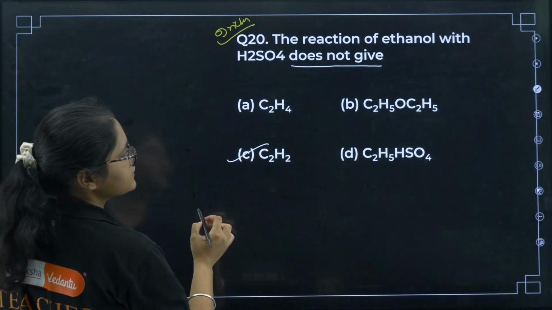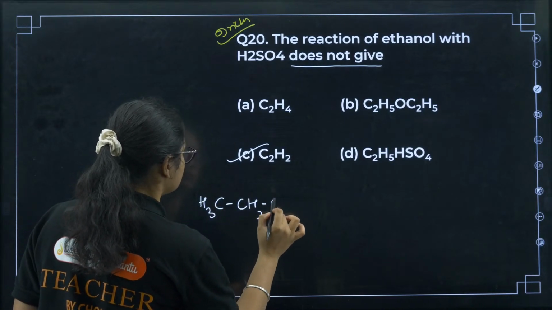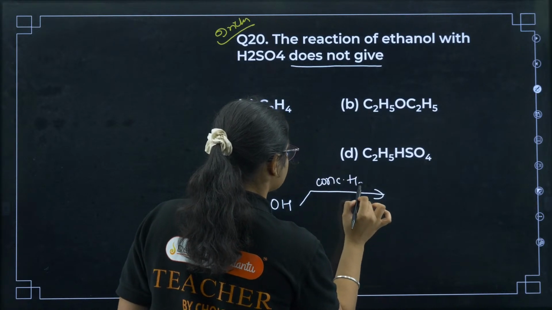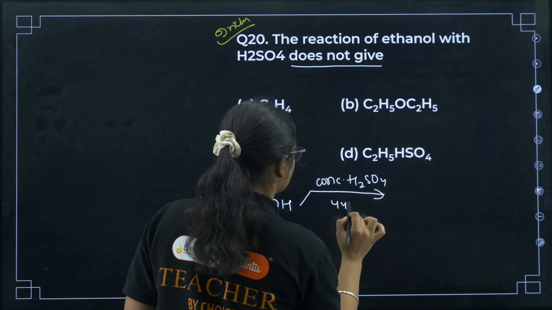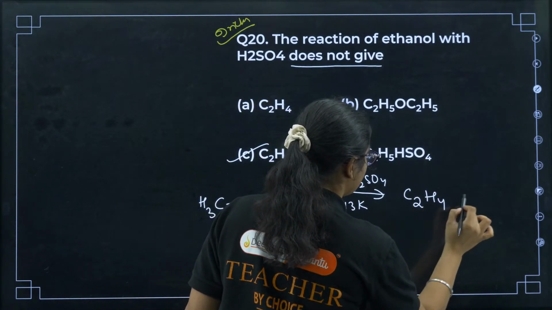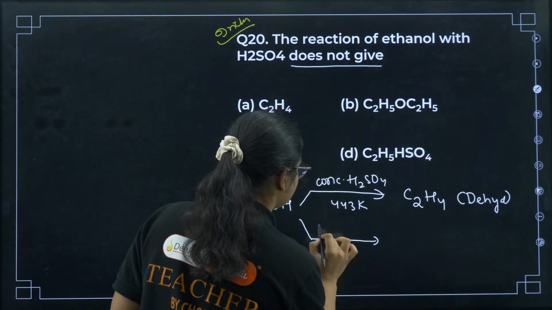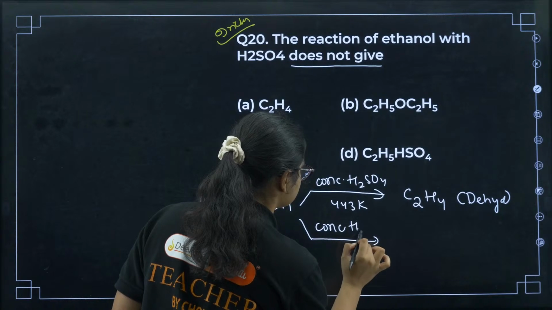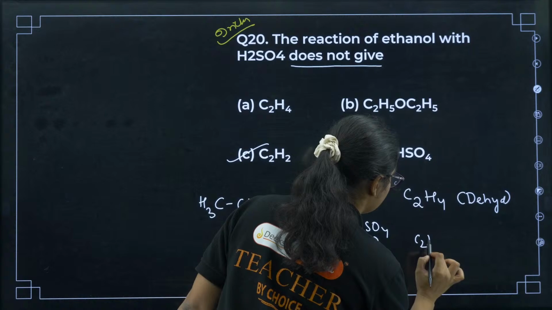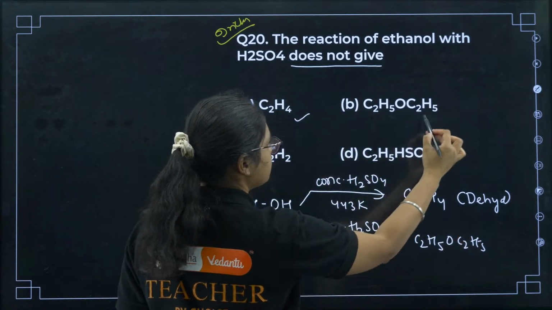Let us understand this one. See, if you have CH3CH2OH and heat with concentrated H2SO4 at 443 Kelvin, what will happen? We will get ethene, a dehydration reaction. If you heat ethanol with concentrated H2SO4 at 413 Kelvin, then you will get ether, right? So we can get this one, we can get this one.